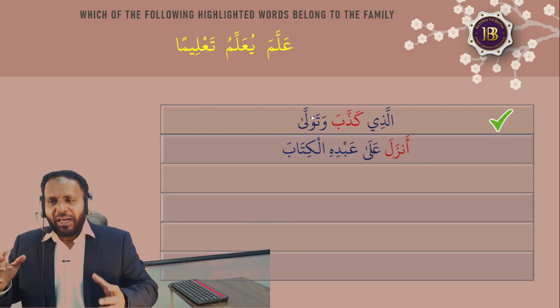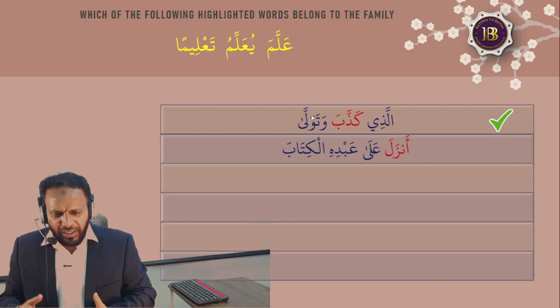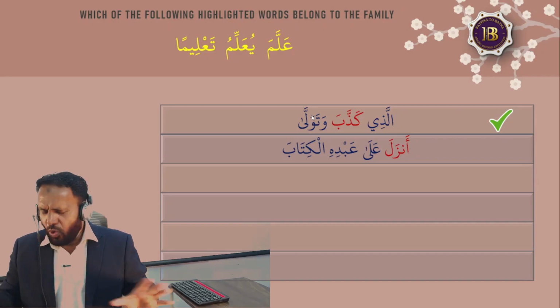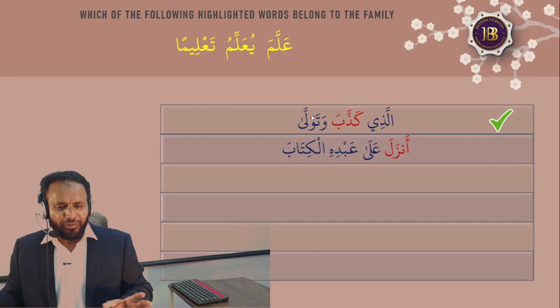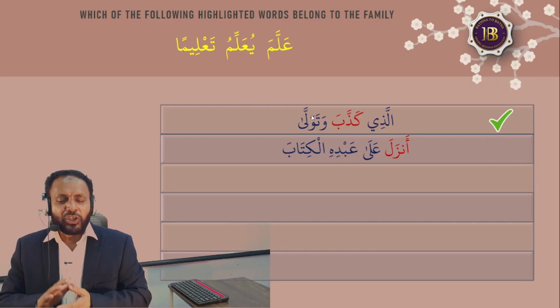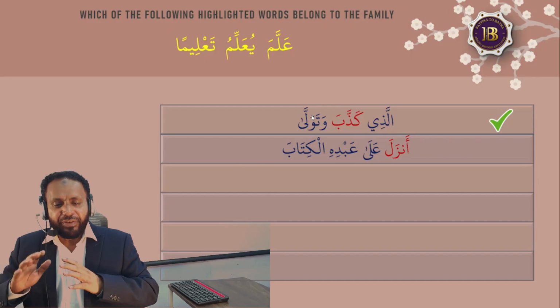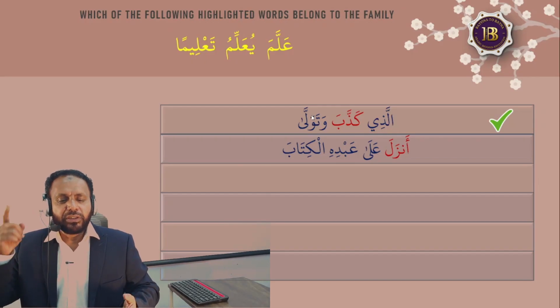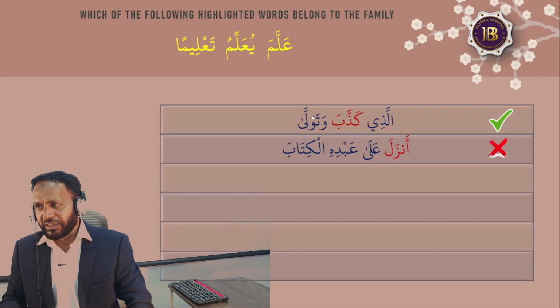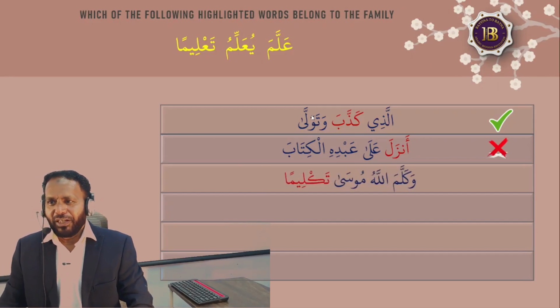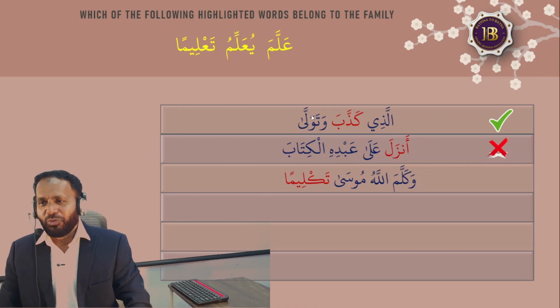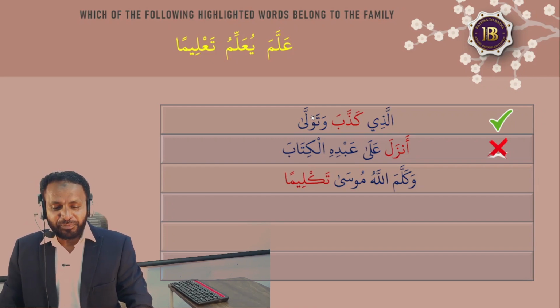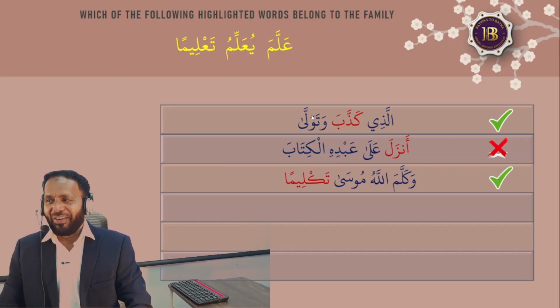So, you see, whatever we studied in the last lecture and this lecture, have we emphasized the meaning there? No. We don't need the meaning for grammar or for SARF. It's all about understanding without knowing the meaning. Anzala, don't know the meaning, but I can tell you this is not Allama family. That's right, it's not an Allama. What about this one? Kallamallahu Musa, Takliman. Yes, that's the Masdar, Allama family.